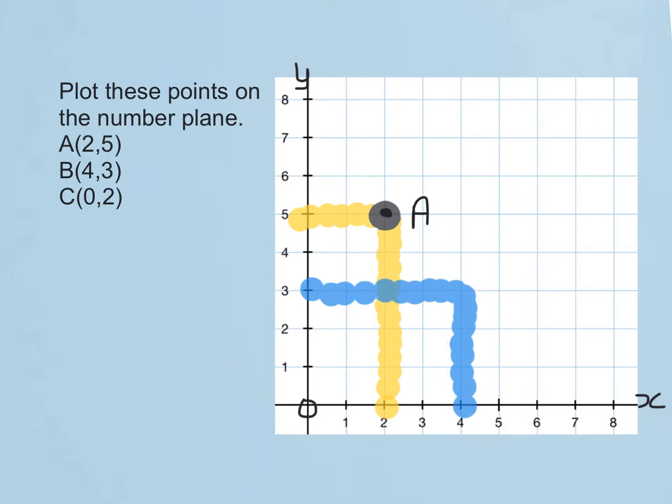Alrighty, so that point over there is now going to be point B. And finally, let's look at point C. We've got to go to 0 on the x-axis and 2 on the y-axis. So going down to 0 on the x-axis and going up to 2 on the y-axis, join those 2 points up. So therefore this point over here is actually going to be point C. There you go. Hope you got those right.